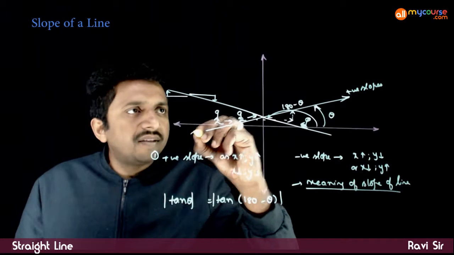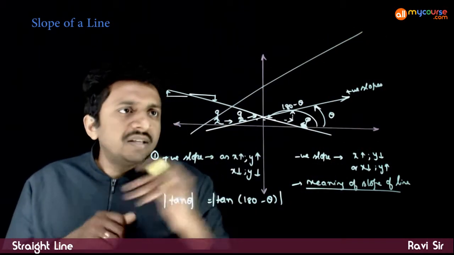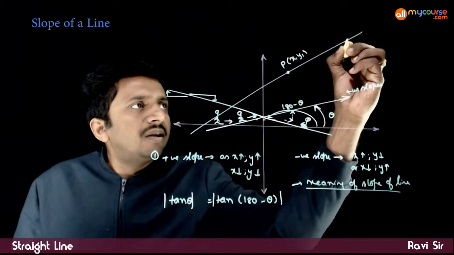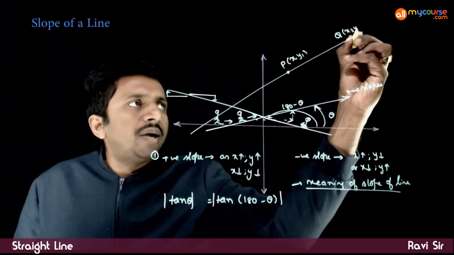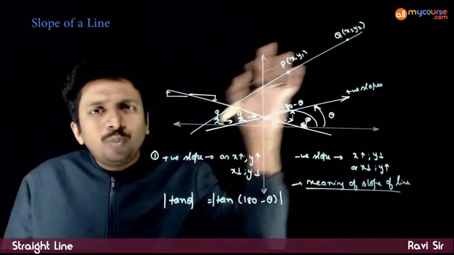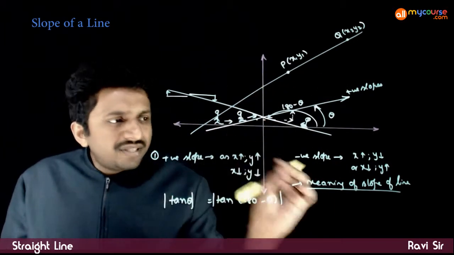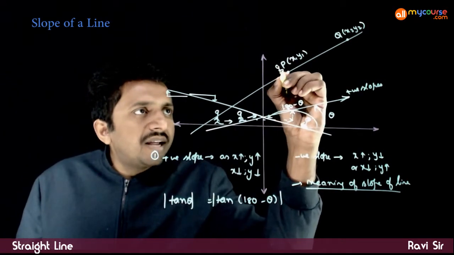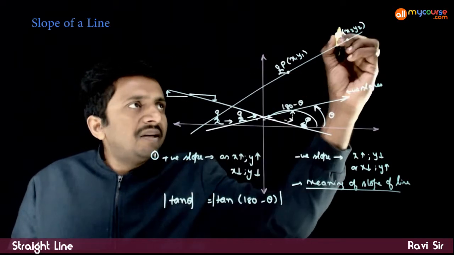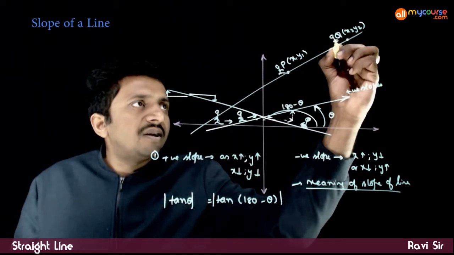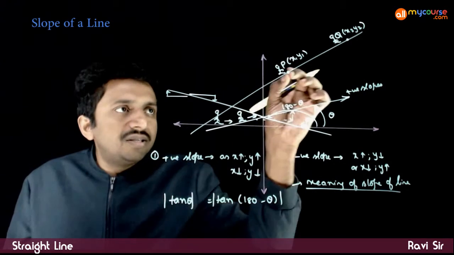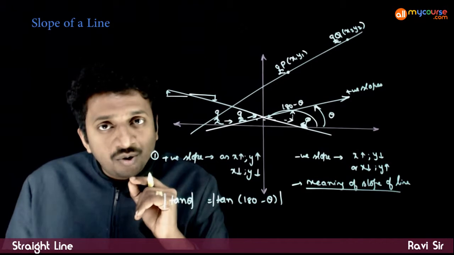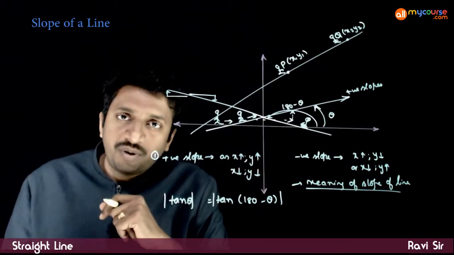So assume that you have a line like this. The line is passing through 2 points x1, y1 and x2, y2. There are some 2 points which you know on this line. So what is the physical meaning of the slope of the line? Assume that you are standing here at some point, and after some time you have reached this point. So this is the point x1, y1 on the line. This is the point x2, y2 on this line. So how does the slope relate to the coordinates of these points?